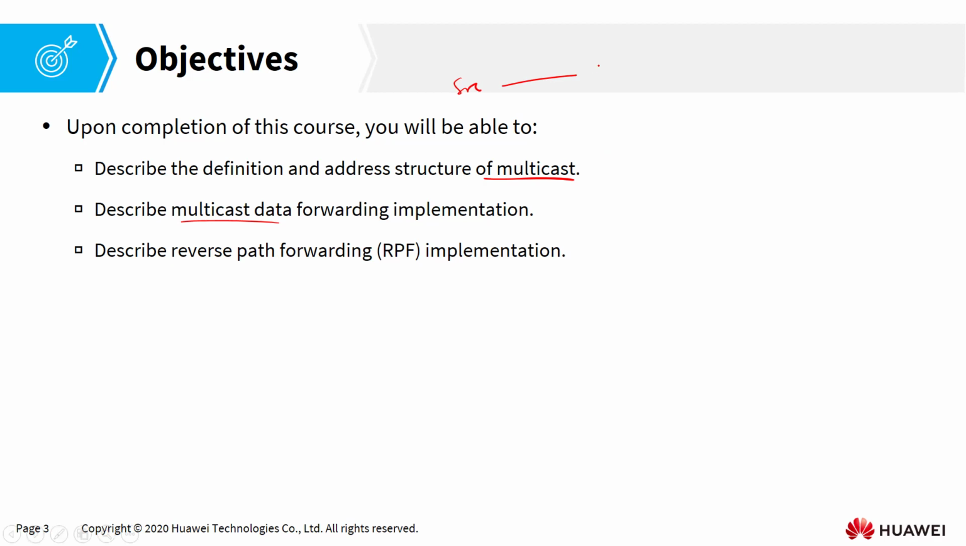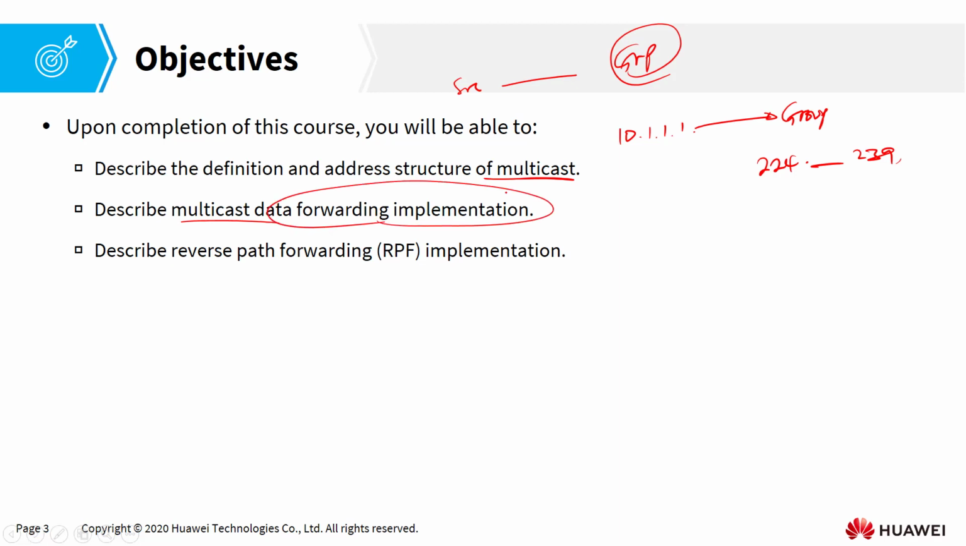Because in multicasts, we are not sending to a particular member, we are not sending to a particular destination, but we are sending to a group identified by the multicast IP address. So a source such as 10.1.1.1 is sending traffic to a group identified by a multicast address in the range of 224 to 239, as we are going to see. Now, in this scenario, the group members need to have subscribed to a particular channel or to a particular group in order to receive such traffic. We are going to be discussing the forwarding implementation of such data forwarding.